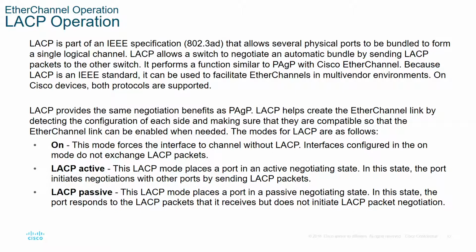LACP active. This LACP mode places a port in an active negotiating state. In this state, the port initiates negotiations with other ports by sending LACP packets. LACP passive. This LACP mode places a port in a passive negotiating state. In this state, the port responds to the LACP packets that it receives but does not initiate LACP packet negotiation.